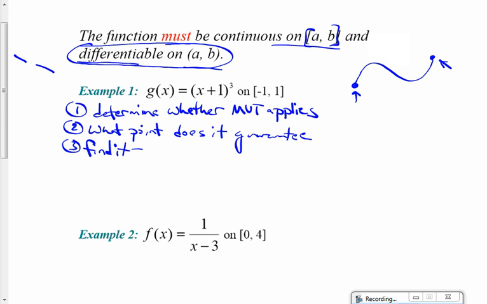Let's look at g of x. Quick show of hands. Yay or nay? We'll go yay first. How many think the mean value theorem applies here? Raise a hand if you think it applies. Okay, I got 4 hands. 5, 6, 7, 8, 9. Okay, tell me why you think it applies. It's continuous. It's a cubic function. It's smooth. It's continuous. It's differentiable. Okay, polynomial functions are differentiable. So we're going to go ahead and say yes, because it's continuous and there are no sharp corners.